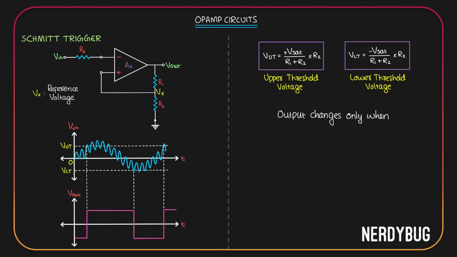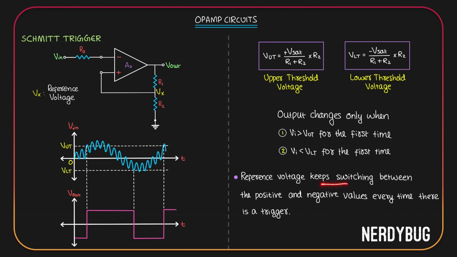Output changes only when the input becomes greater than the upper threshold voltage for the first time and when the input becomes less than the lower threshold voltage for the first time. And it works so because the reference voltage keeps switching between the positive and negative values every time there is a trigger. Now, this circuit has one limitation.